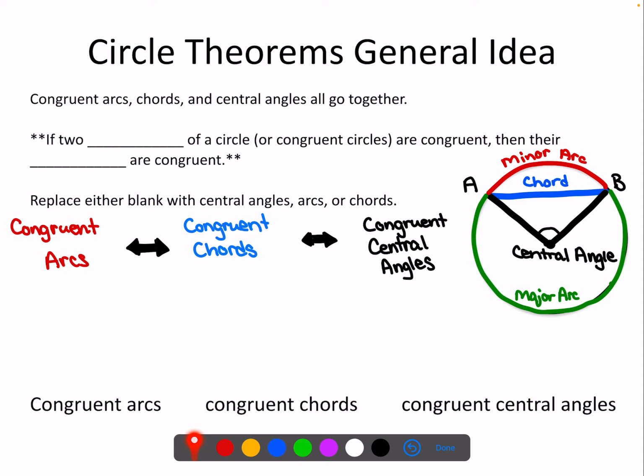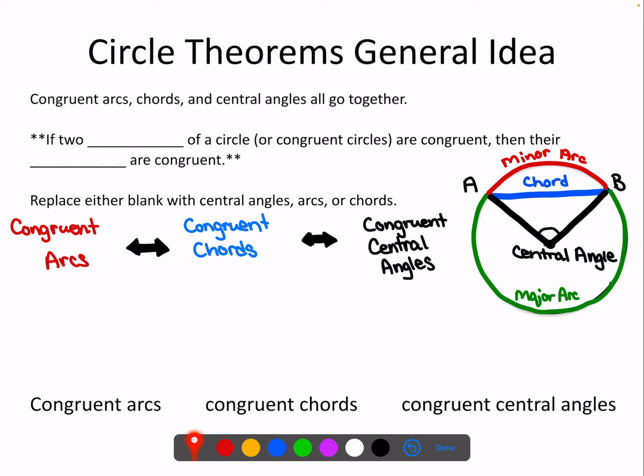Central angles are congruent, then both chords and minor arcs are. So they're all interrelated, and that's what works for this. It makes it very simple for us to use those theorems, because if you see a minor arc congruent to another minor arc, and you see chords attached, the chords are congruent. Central angles are congruent. It allows you to get so much information from these.